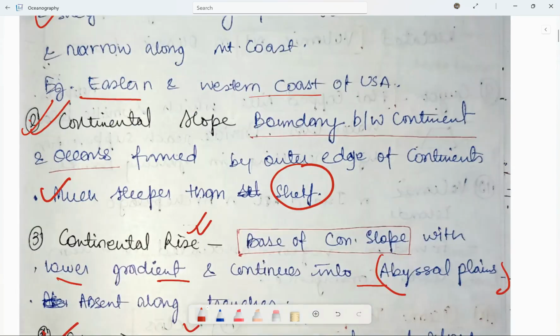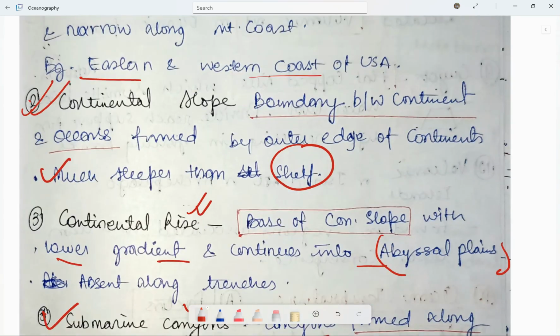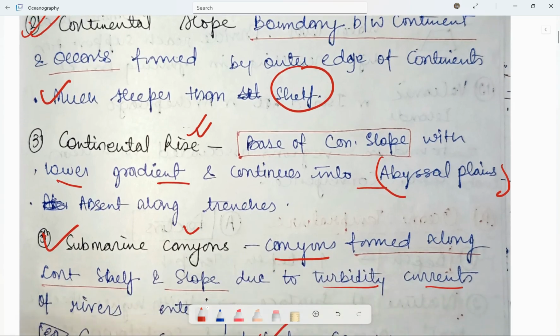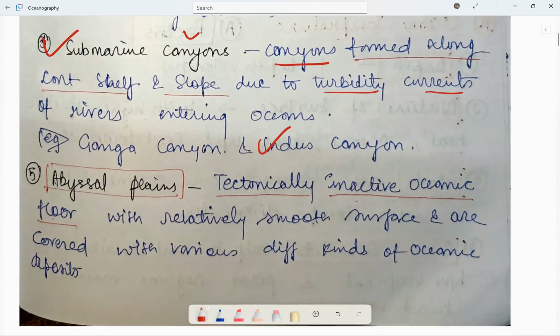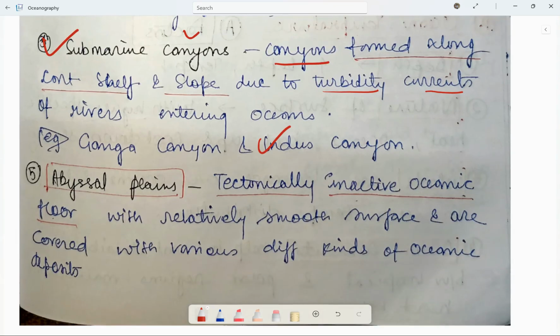After that comes the continental slope. It is the boundary between the continent and the oceans, formed by the outer edge of continents. It is much steeper than the shelf. After that comes the continental rise. The continental rise is the base of the continental slope with low gradient, and it continues till the abyssal plains and is absent along the trenches.